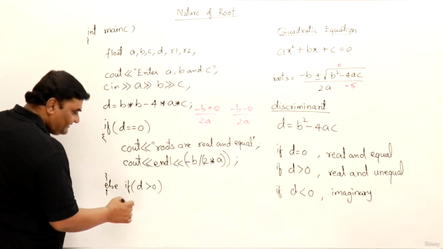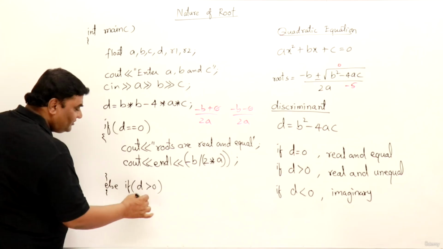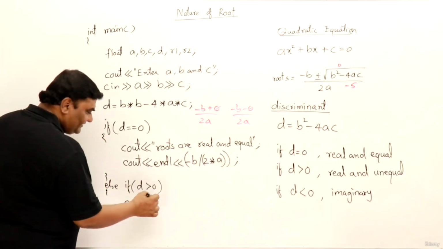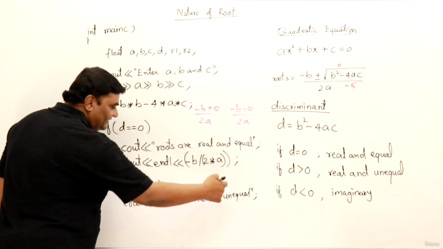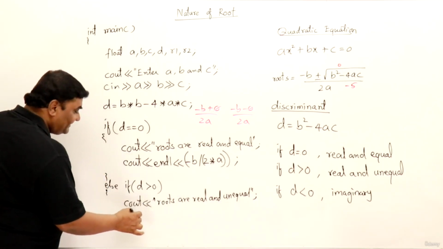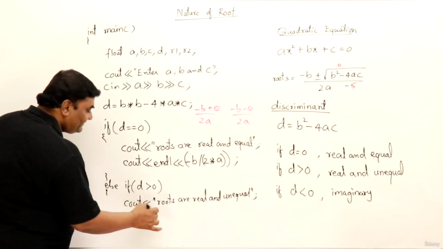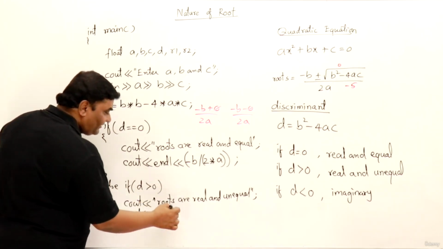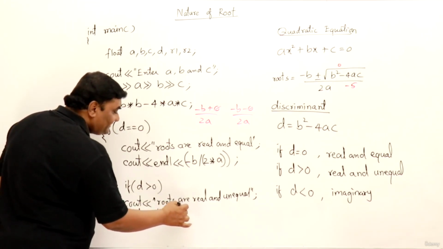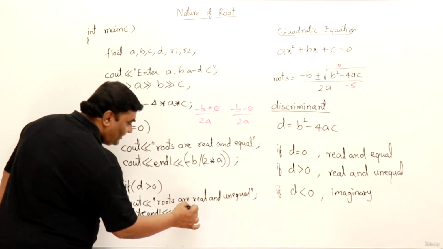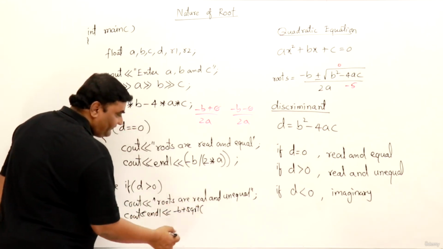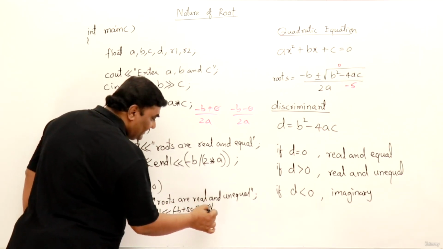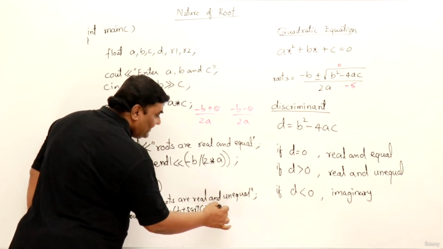Then if d is greater than 0, then I will cout roots are real and unequal. So I will write down this whole thing. Roots are real and unequal, then I will display both the roots. So first is endl, I will display it in a new line. Then first root is what? Minus b plus sqrt of d, then this whole thing divided by 2 into a.